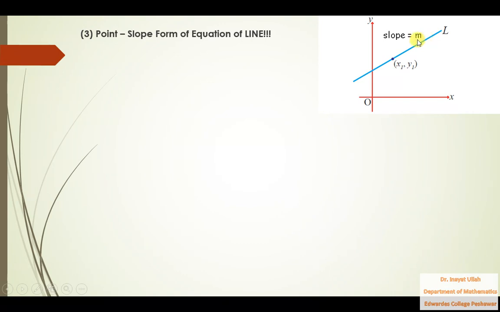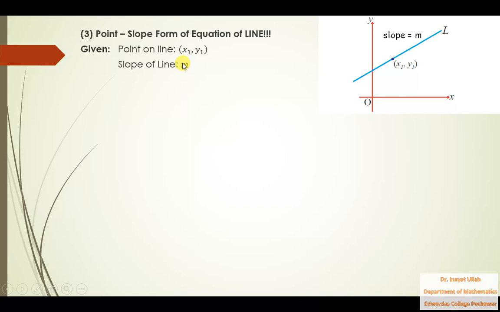M is a number, -1, -2, +1, +2, maybe 1 by 2, 1 by 3, etc. Maybe 0, maybe undefined, infinity. So whatever the value of slope m is, and a point in ordered pair form will be given to you. So given a point on a line, x1 y1, that will be given to us, and the slope of the line, which is denoted by m, will be given.